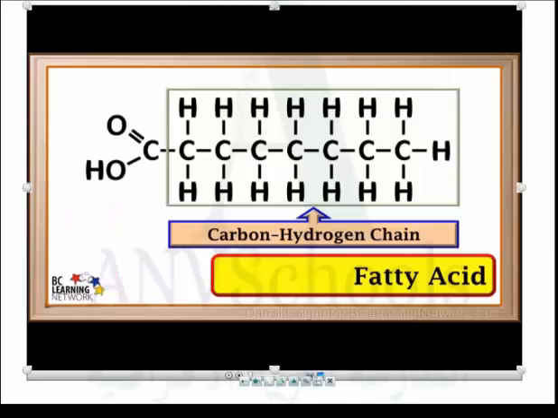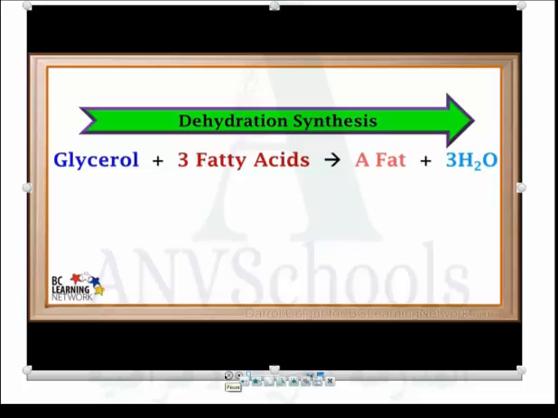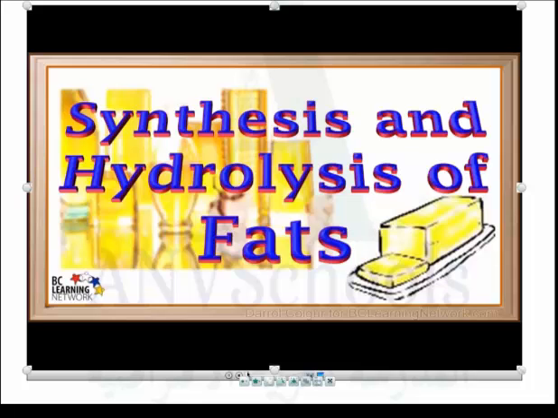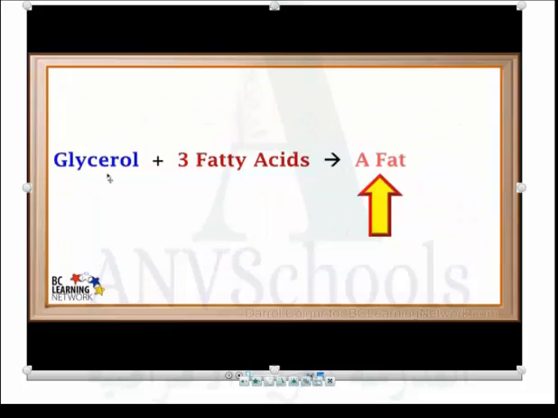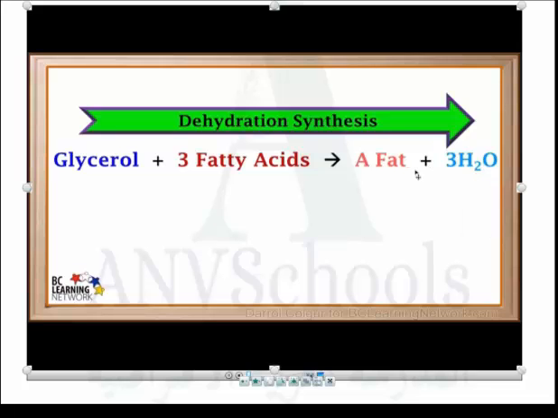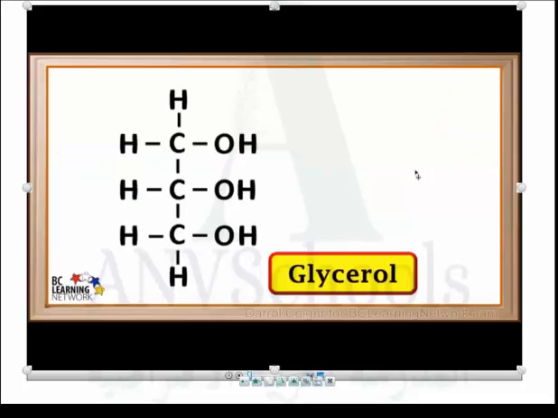So let's look at how this happens here in a quick view of a video. Normally, what we are calling synthesis and hydrolysis of fats, we are having glycerol plus 3 fatty acids making a fat plus water. This is a dehydration synthesis. So here you can see that water is lost. So we have glycerol. This is the structure of glycerol. We have carbon-carbon molecules and OH groups here.